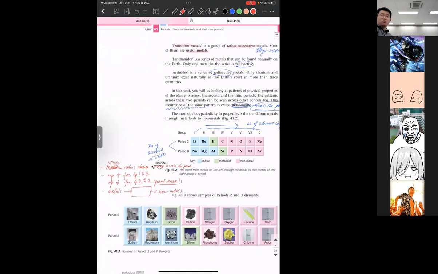So take a look at period 2 and period 3. Do we have any transition metals? Can we tell B and Si are not transition metals? We call that semi-metal, or we call that metalloid. Okay? Metalloid. 半金屬. So the behavior would be in between metals and non-metals to a certain extent.